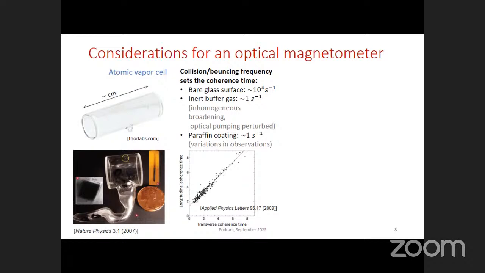So if you have a bare glass surface inside the cell, the coherence time is so short. The bouncing frequency, converted to the coherence time, is very short compared to if you have some inert buffer gas. The idea of having an inert buffer gas like helium inside is that it acts like a shield. Some bounces happen with the helium instead of the alkali atoms, so they do not lose the angular momentum to the inert buffer gas.